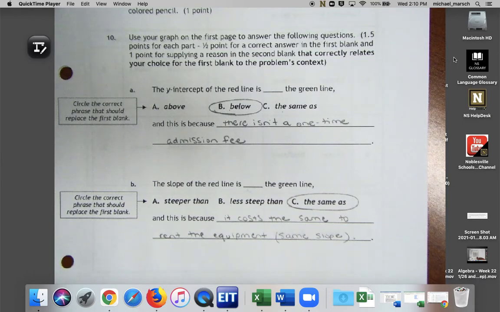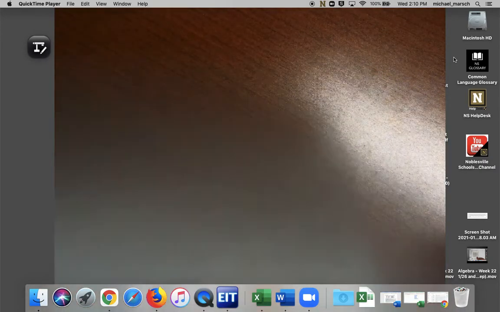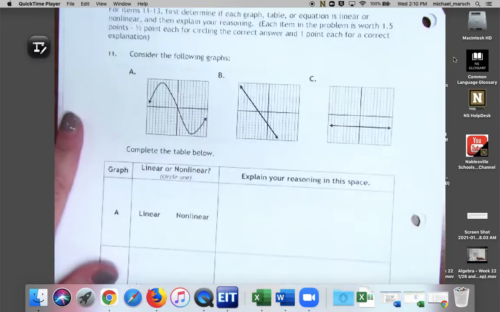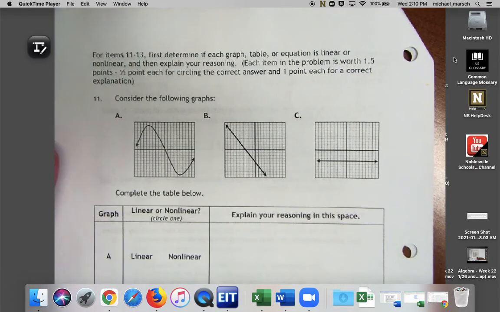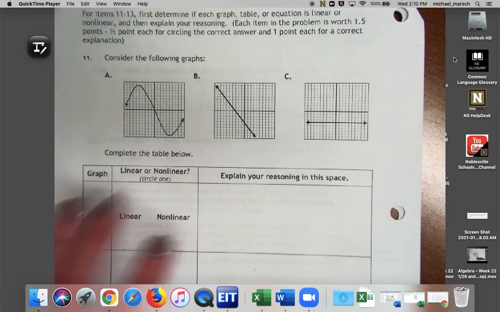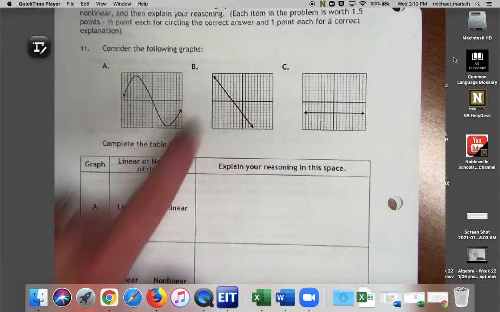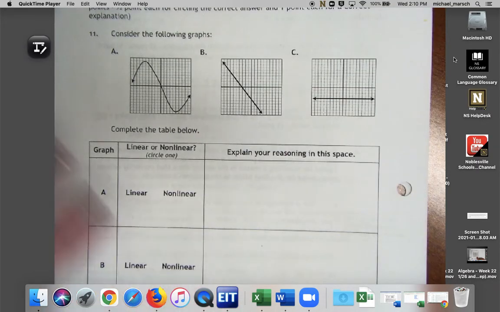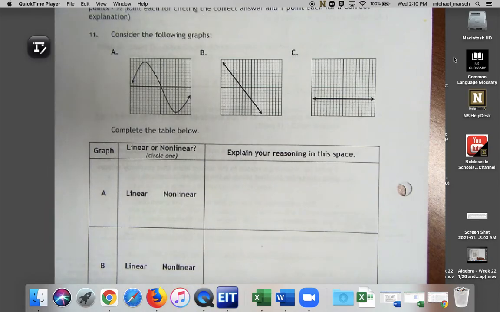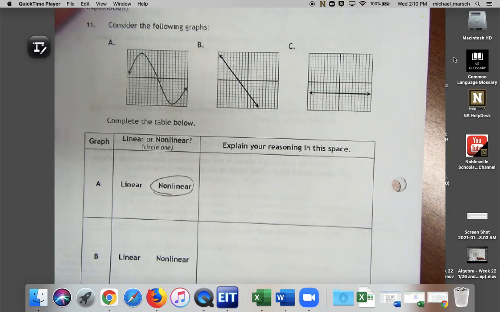How are we feeling about comparing slopes and y-intercepts? Easy. Easy? Okay, now let's move on to determining if we have linear or nonlinear situations. So based on graphs, we're going to say, is A linear or nonlinear? Then B, and then C. So is A linear or nonlinear? Nonlinear. Very clearly nonlinear. Who can tell me in your own words why it's nonlinear?